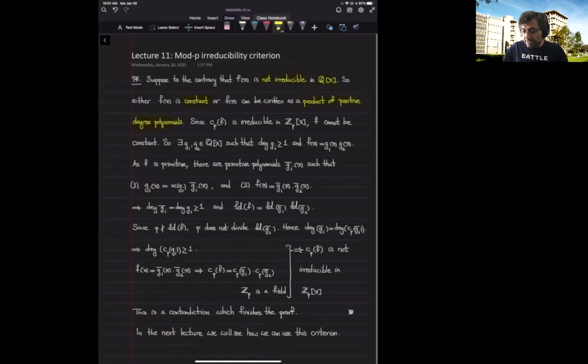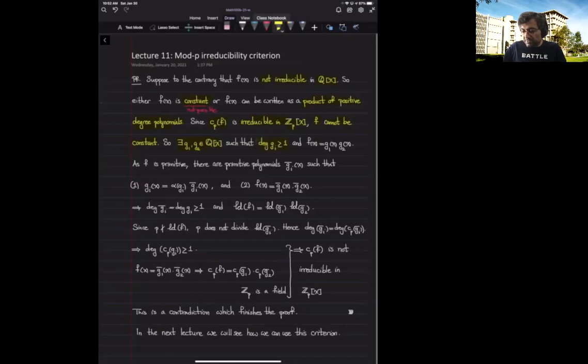Now notice that F mod P is irreducible. That's the assumption. So I'm not going with the contrapositive; I am actually proving it by contradiction. Because F mod P is indeed irreducible in Z sub P bracket X, it cannot be constant. And therefore, F cannot be constant. So the first possibility is out of the picture. And that means we are writing F as a product of two non-constant polynomials with rational coefficients.